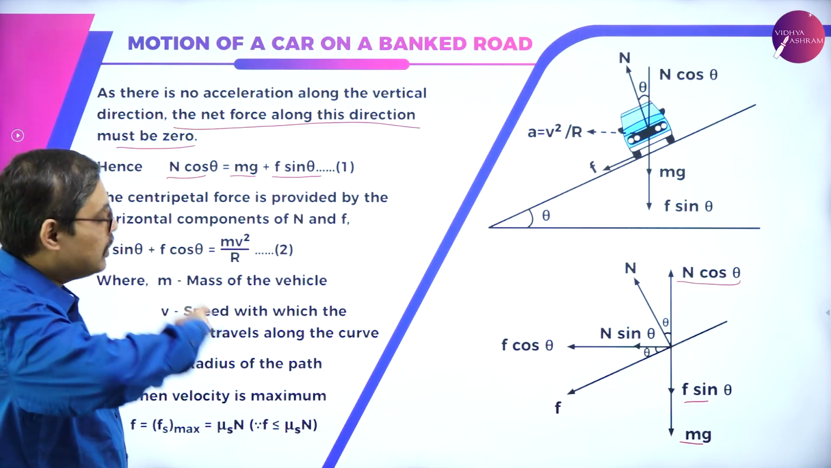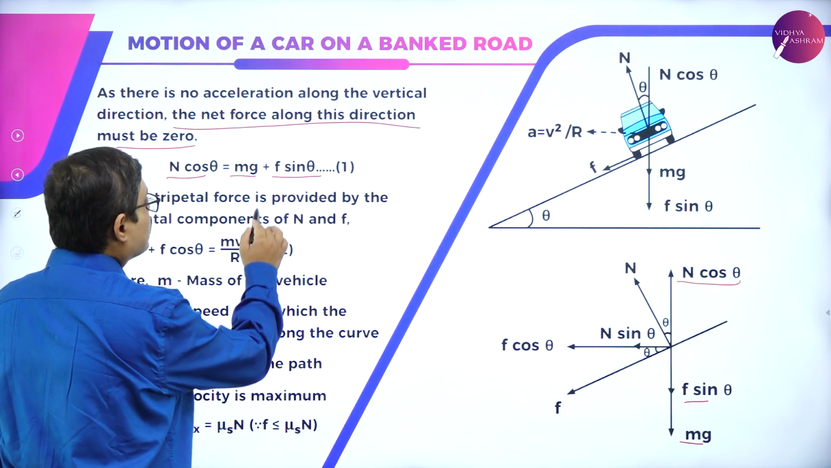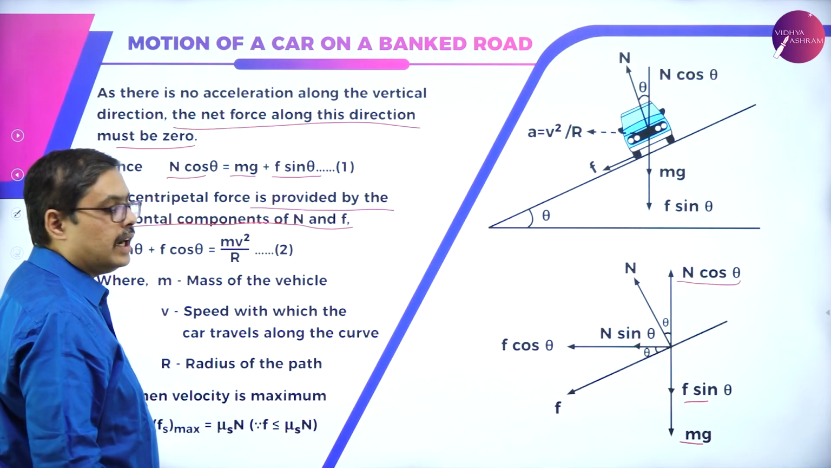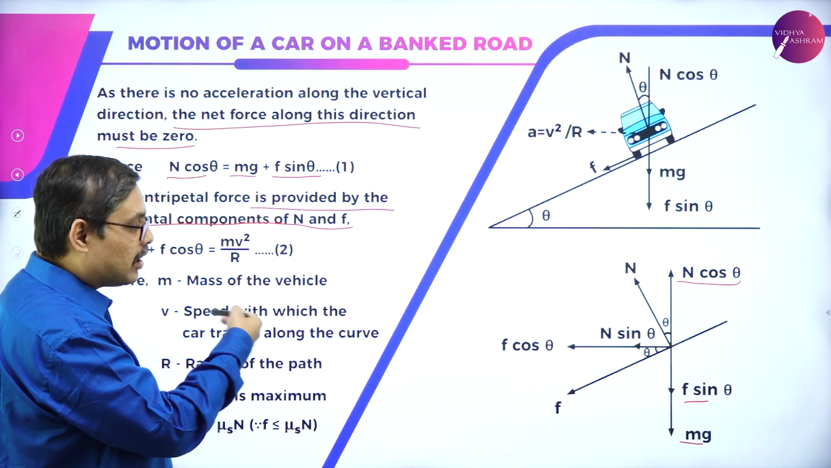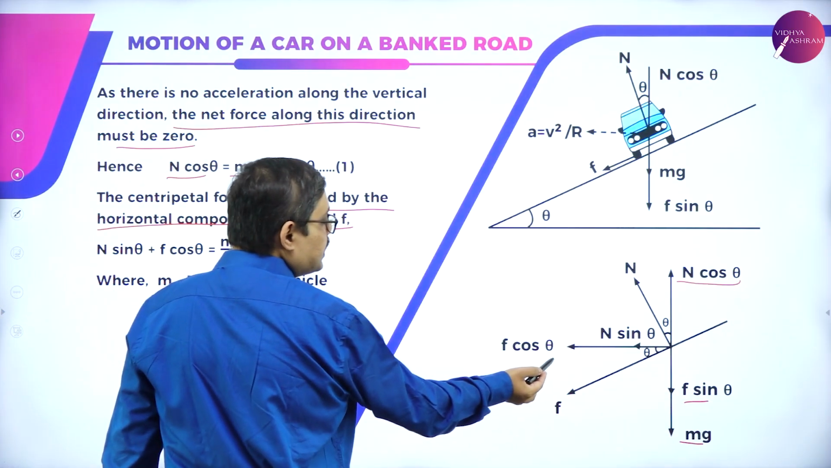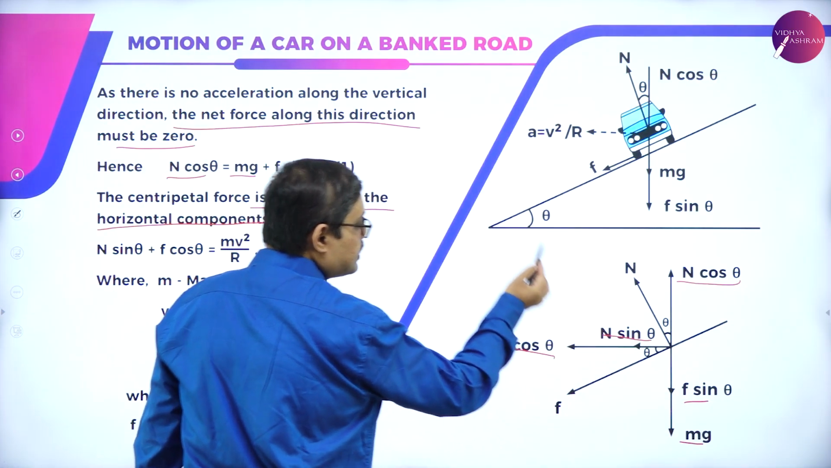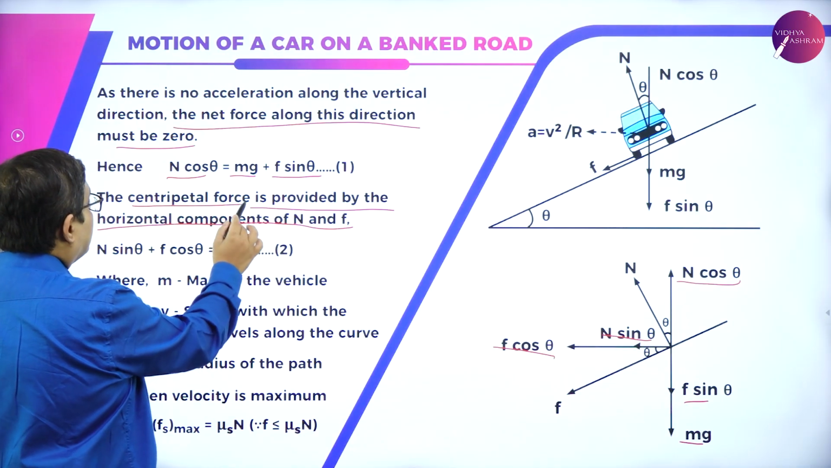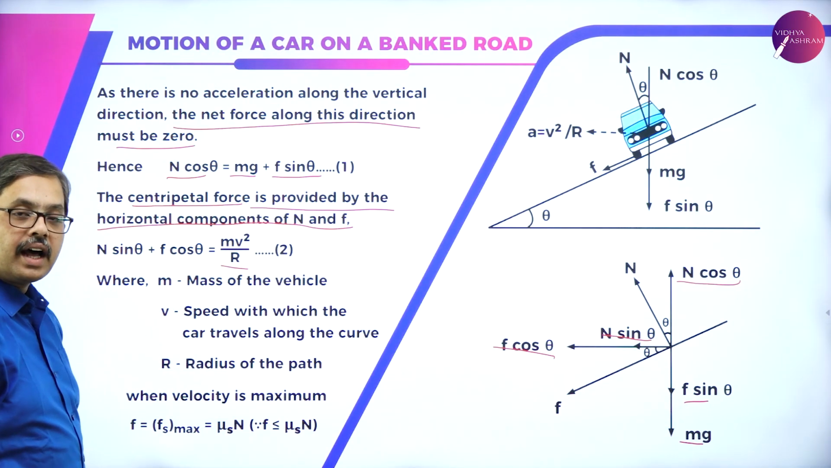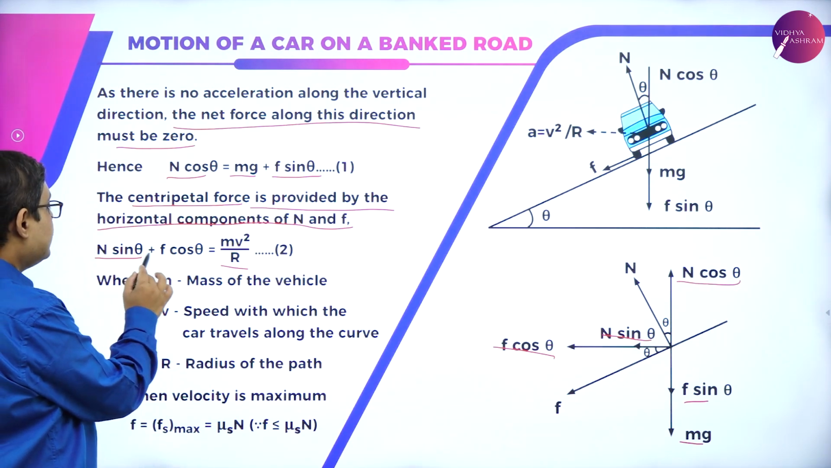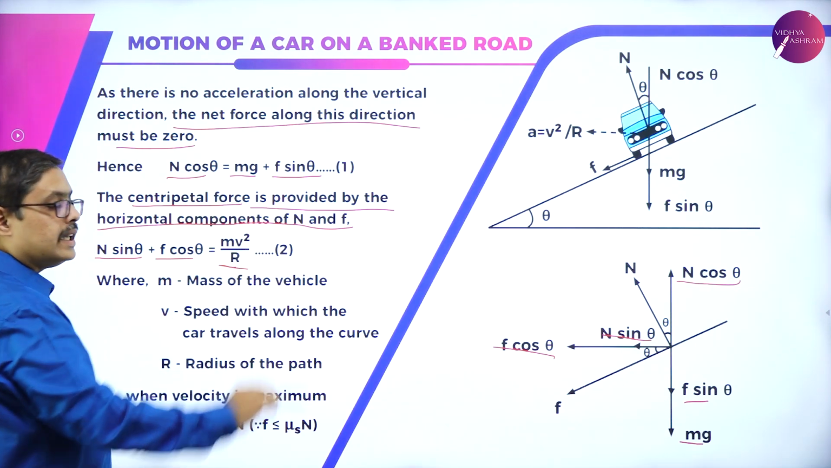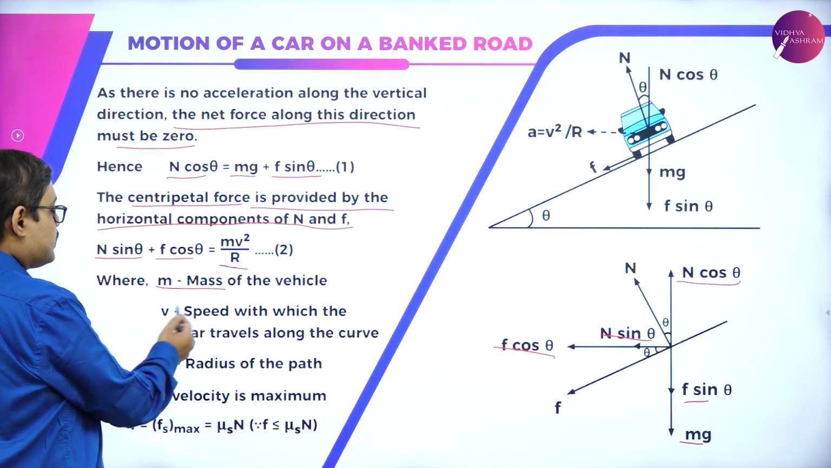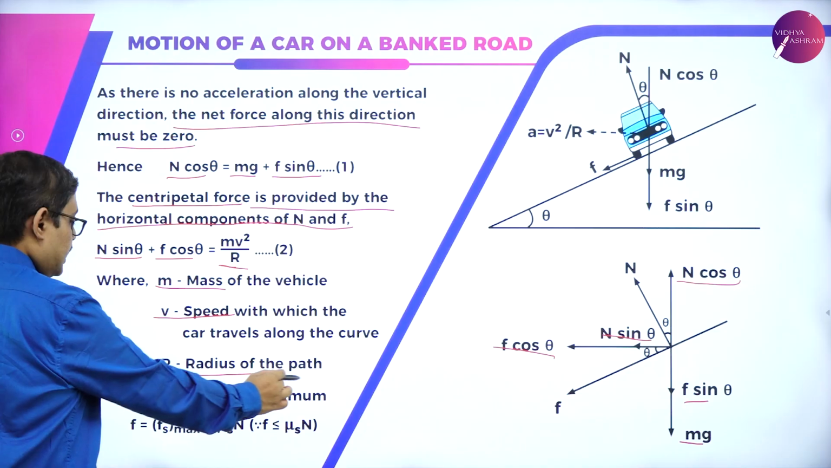Let that be equation 1. Centripetal force is provided by the horizontal components of N and f. So let me take the horizontal components of N and f, which is f cos theta and N sin theta. What do they give? They give you the centripetal force, which is mv squared by r, which means that N sin theta plus f cos theta equals mv squared by r, where m is the mass, v is the velocity, r is the radius of the path.